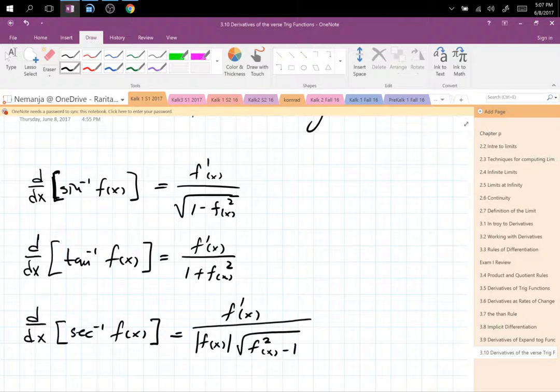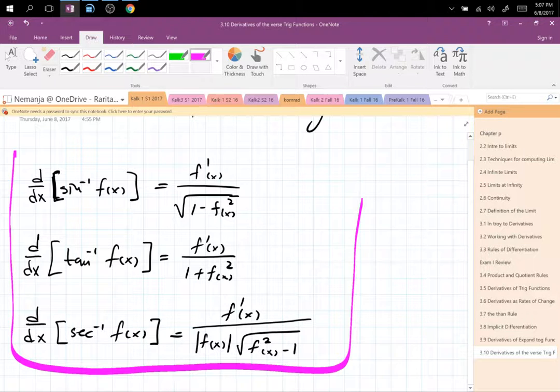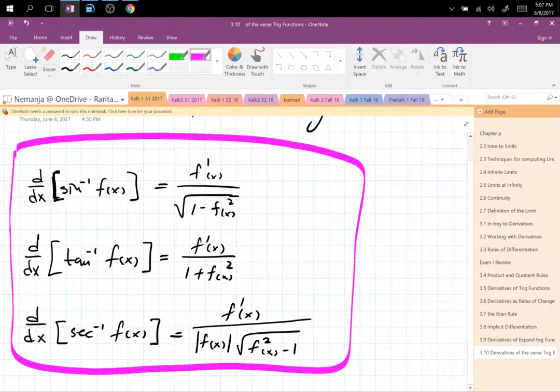So I'm going to box these. I have to box it because it looks better. Now, what is the inverse cosine? The inverse cosine answer is the same as inverse sine, except has minus in front.